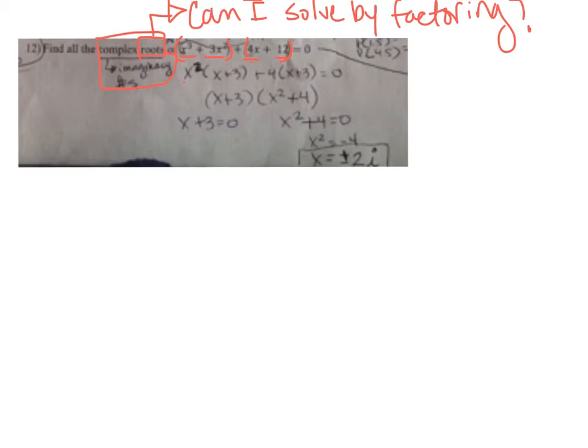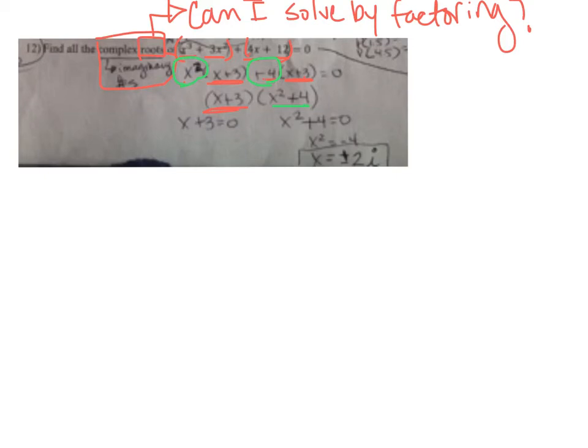4x plus 12, I pull a 4 out of each term, and then 4 times x will give me a 4x, and 4 times 3 will give me that 12 back. So now, I have the x plus 3 repeating, and that is the GCF of the entire polynomial. And my x squared plus 4 becomes my other factor.